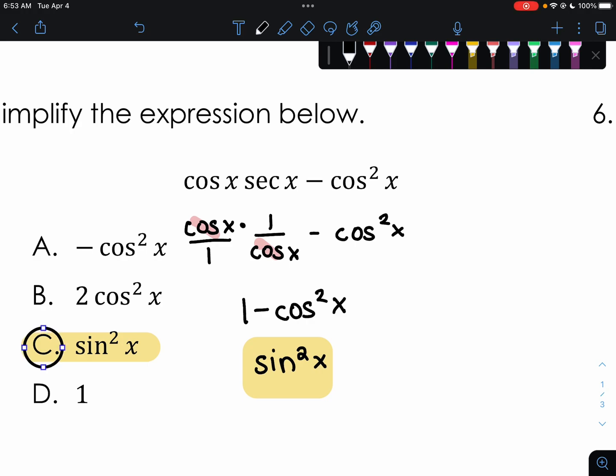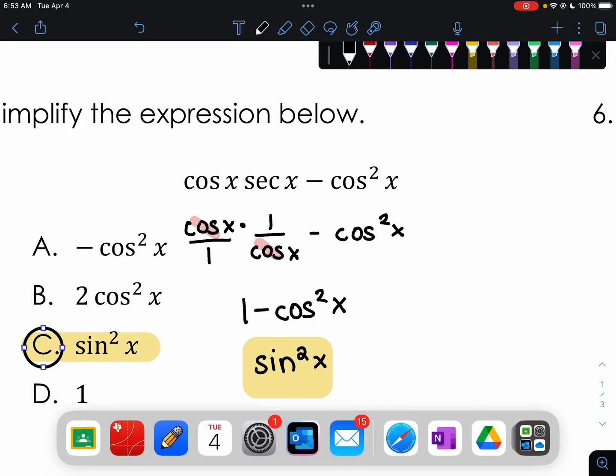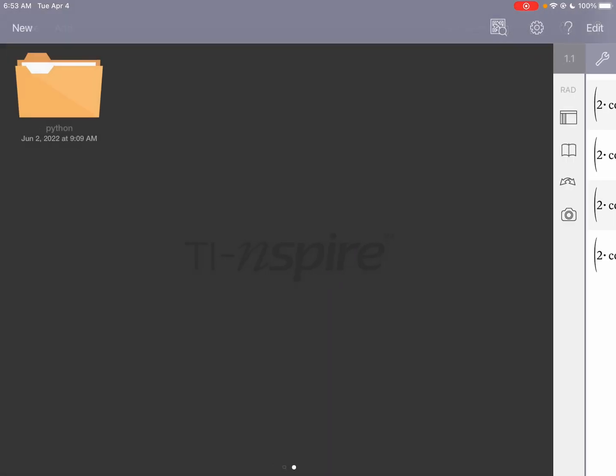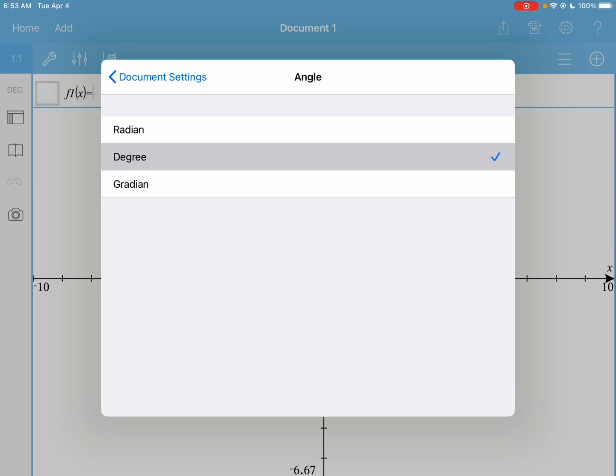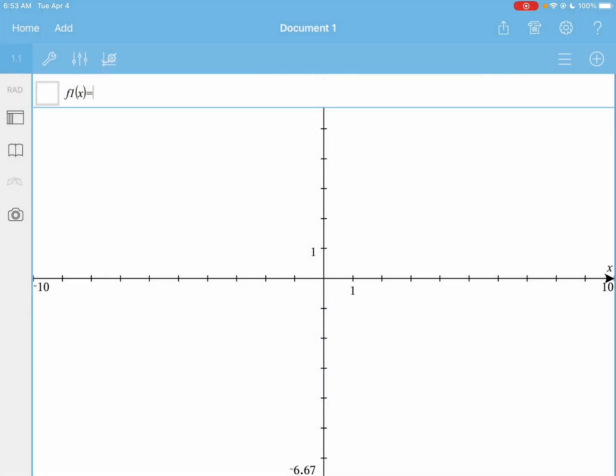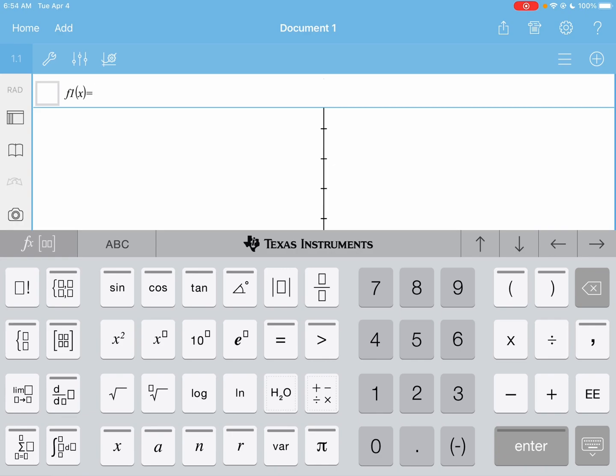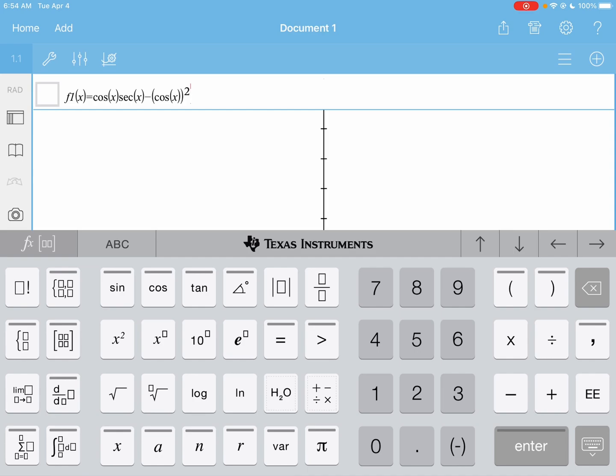If you weren't sure or you just wanted to double check your answers, we could graph these. So we switch over to our graph. We're going to discard our changes and go to a new graph screen. And again, make sure that we're in radian mode. So radian mode, and I'm going to type in the original problem that we have. So it was cosine x times secant x minus cosine squared. So to type in cosine squared, you do parentheses, cosine x, double close the parentheses, and then you square it. So the squared should be on the outside.